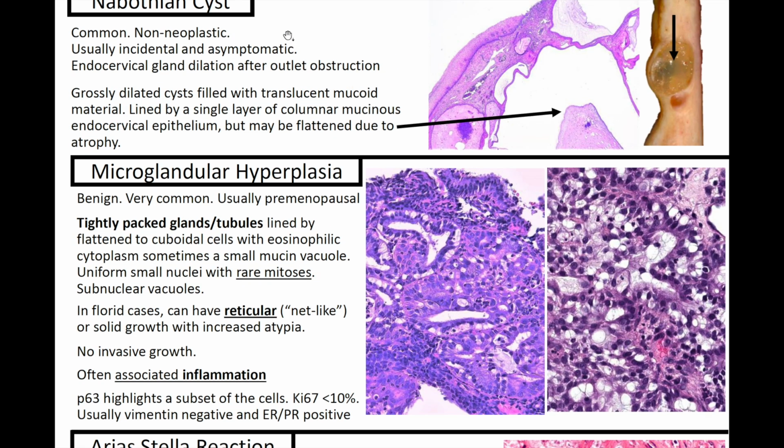Another common entity is a Nabothian cyst. This is non-neoplastic, and it's usually incidental and asymptomatic. It is endocervical gland dilation after outlet obstruction. And you're going to see grossly, as shown here on the right, these dilated cysts filled with translucent mucoid material lined by a single layer of columnar mucinous endocervical epithelium, but it may be flattened due to atrophy.